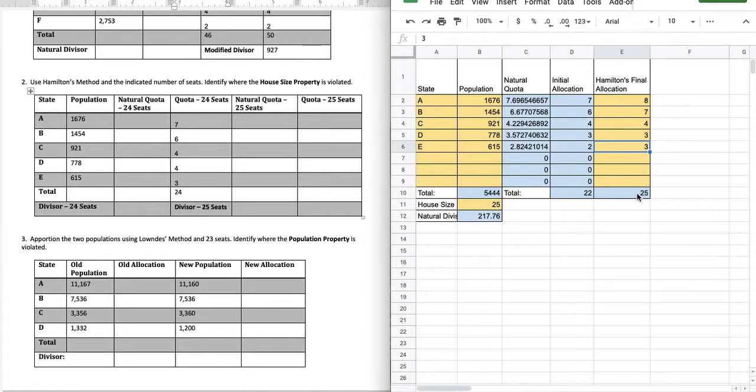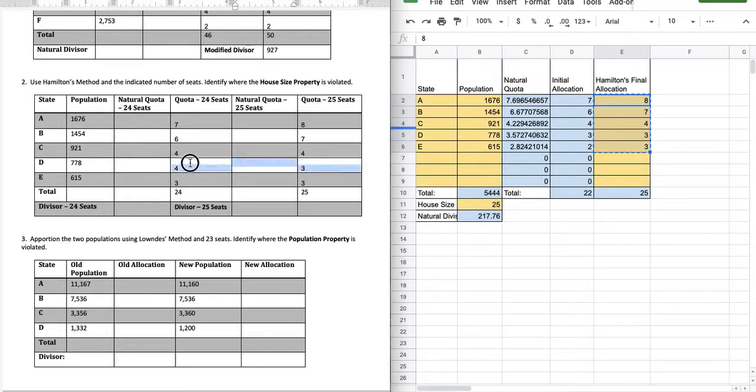We've got 25. So now, take those numbers, put them over. That's our final Hamilton allocation. We've got 25. So we went from 24 seats to 25 seats. We increased the house size. What happened was State A went up a seat. State B went up a seat. State C stayed the same. State E stayed the same.